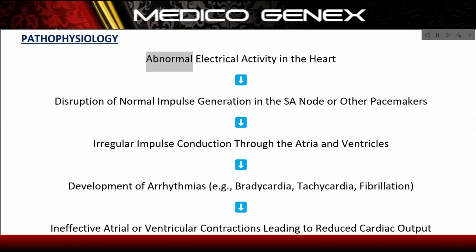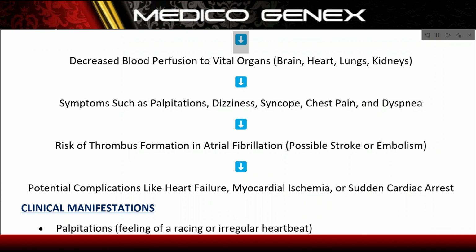Pathophysiology. Abnormal electrical activity in the heart. Disruption of normal impulse generation in the SA node or other pacemakers. Irregular impulse conduction through the atria and ventricles. Development of arrhythmias, example bradycardia, tachycardia, fibrillation. Ineffective atrial or ventricular contractions leading to reduced cardiac output. Decreased blood perfusion to vital organs, brain, heart, lungs, kidneys.